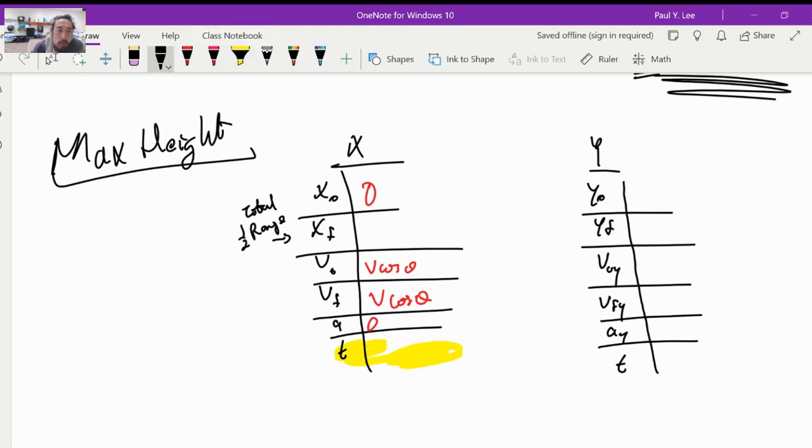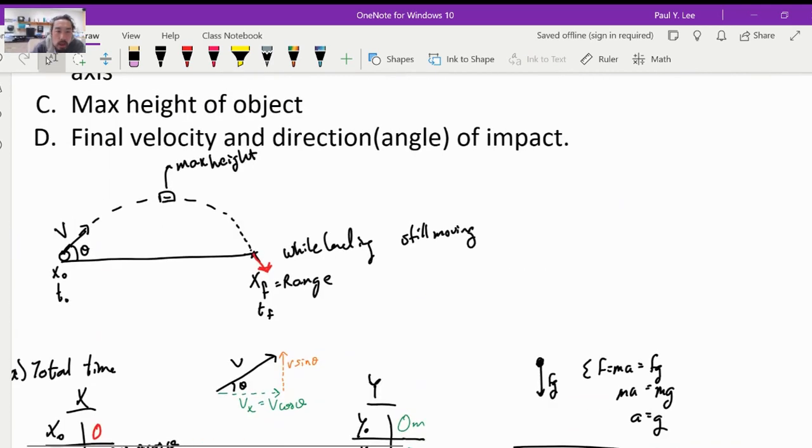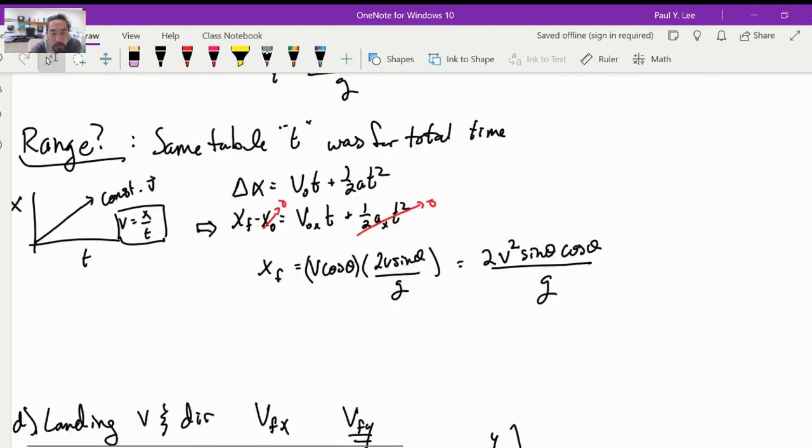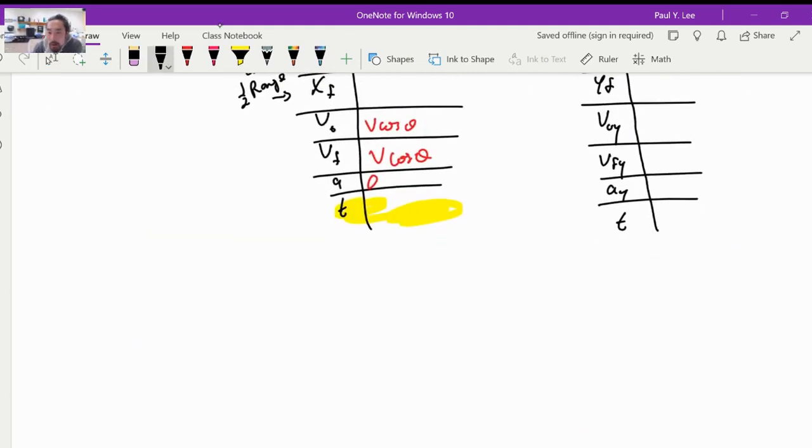Now, if we were to go back to our original drawing, right there, we said the max height occurs at the halfway point of travel. So if it occurs at halfway through the entire time of travel, our time we can actually update to be a half of the total time. So I'm going to write that there. So our time is equal to 1/2 total time.